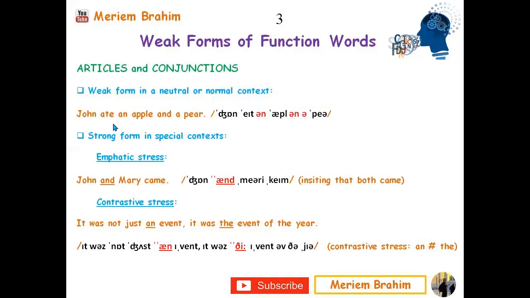As an example, in a neutral, normal context: John ate an apple and a pear. So here, the article an and a, and the conjunction and, they all appear in their weak form. An becomes un, and becomes un, and the article a becomes a. So we say, John ate an apple and a pear.